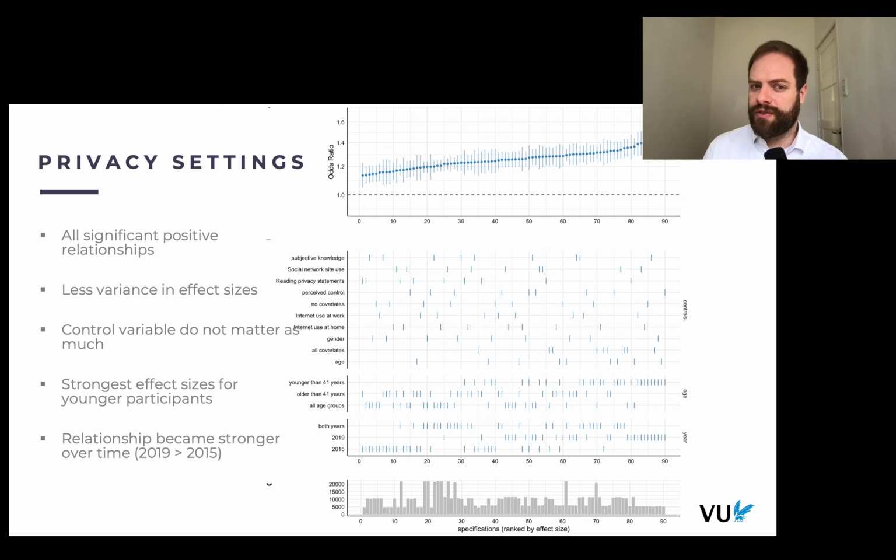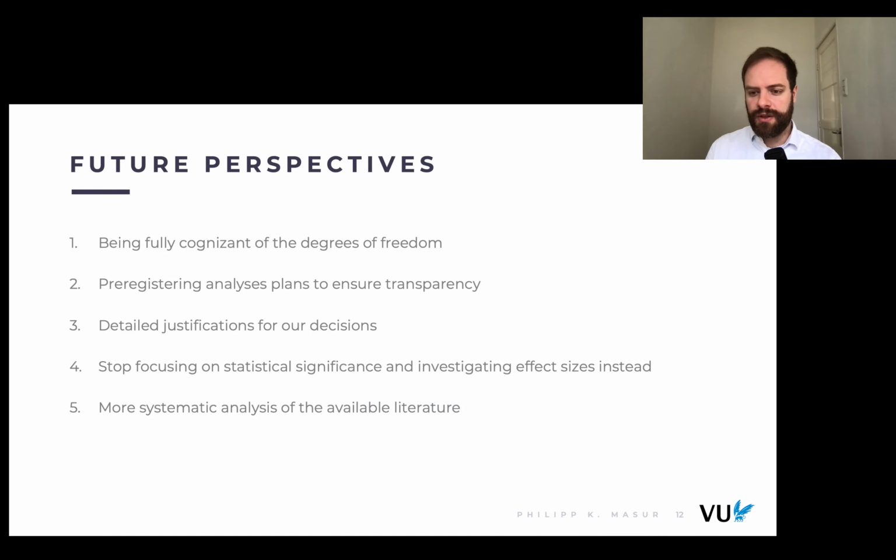Now, what can we learn from this? First of all, the privacy paradox seems to be disconfirmed by this overall analysis, but we learn something more about how to proceed with testing and investigating the privacy paradox. First of all, I think we need to be fully cognizant of the degrees of freedom and that one single data set can lead to a large multiverse of results depending on what type of decisions one takes.